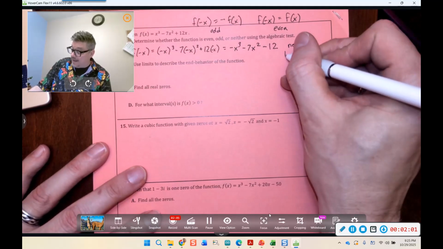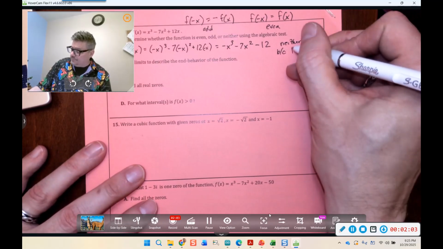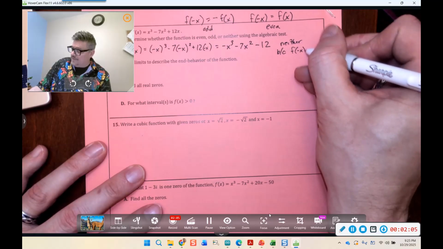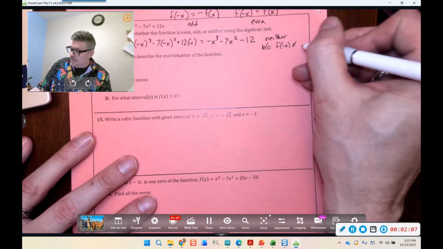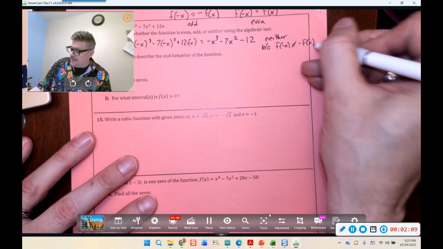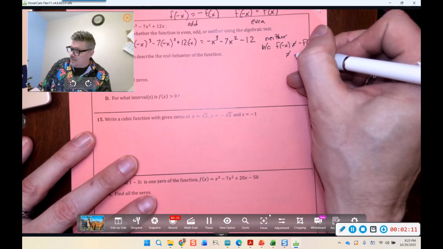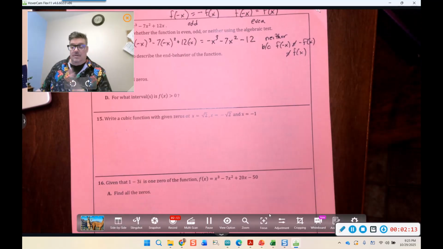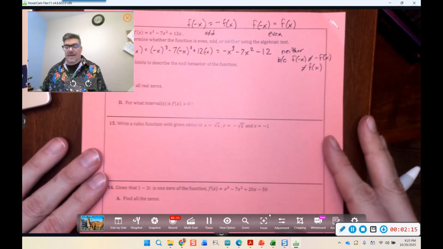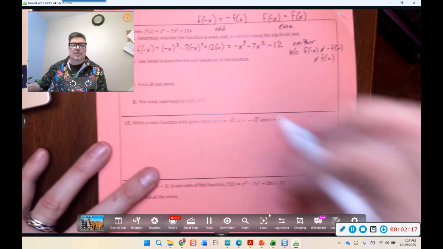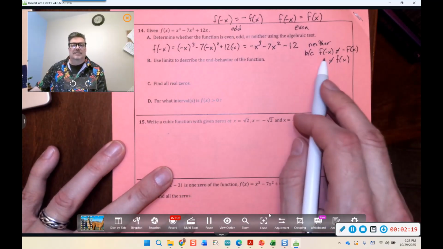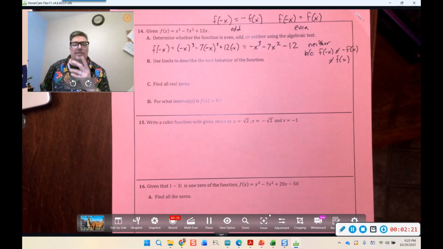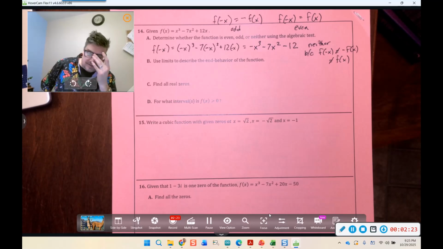And why? Because f of negative x does not equal negative f of x and does not equal f of x. And that's a beautiful mathematical description of why. So if it did say justify, this is the justification. Now use the limits to describe the end behavior of this function.